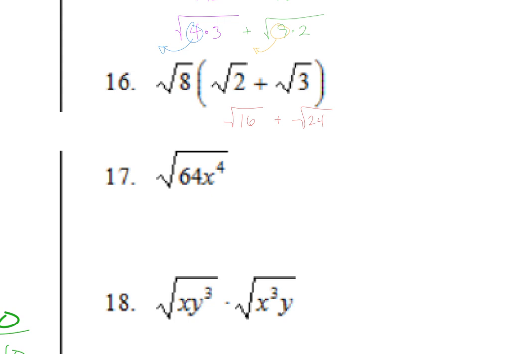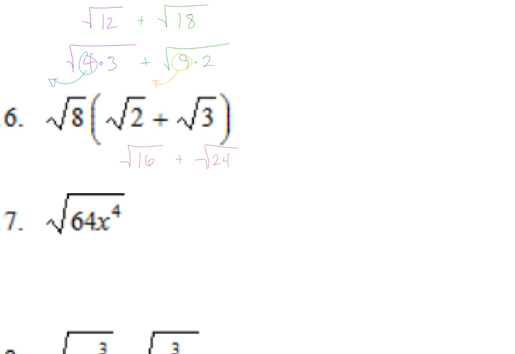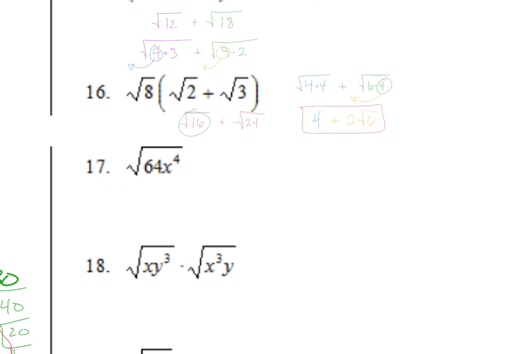Okay, let's simplify. The square root of 16 is a perfect square. It's 4 times 4, so this is just 4. And the square root of 24 is 6 times 4. That's a perfect square. It jumps out to be 2 square root of 6. And we are done. And if you're like, wait, what about the square root of 6? Some of them are going to feel like they can continue, but they cannot. 6 is 2 times 3, no perfect squares.